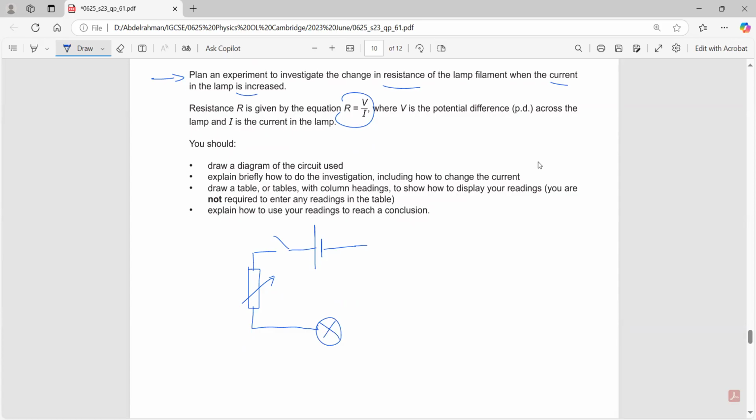Okay, and now I have a lamp. You have to add the ammeter to measure the current, and a voltmeter to measure the resistance. The voltmeter has to be on the lamp. Why? Because you're finding the resistance of the lamp. So this is very simple. Do I have to add the switch? No, you don't have to, but it would be a good precaution to add the switch. It's not a must. So I drew the diagram and explained briefly how to do this investigation.